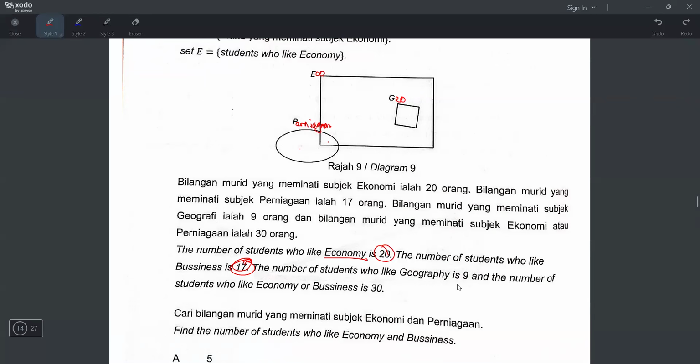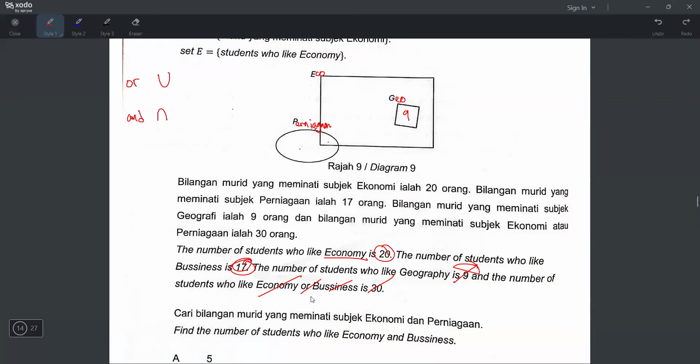Okay, the number of students who like geography is 9. Okay, geography ni boleh tulis because geography is only this small part. So the 9 boleh tulis. Okay. So 9 saya potong. And the number of students who like economy or business is 30. Alright, if they said or, that means union. If they say and, that means intersect.